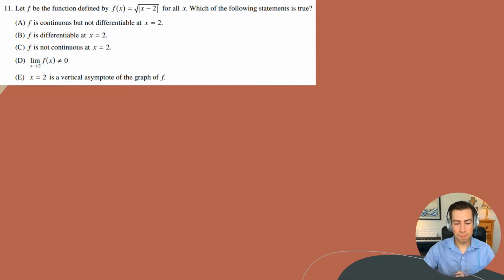Okay, question 11. Let f be the function defined by f of x equals the absolute value of the square root of x minus 2, for all x. Which of the following statements is true? Okay, guys, so the first thing I want to do is go ahead and graph out this function.